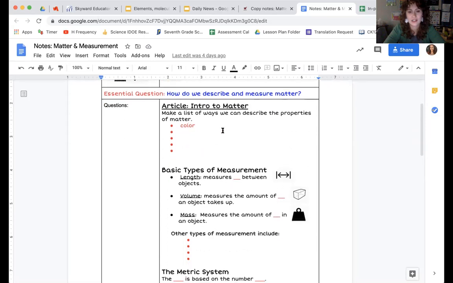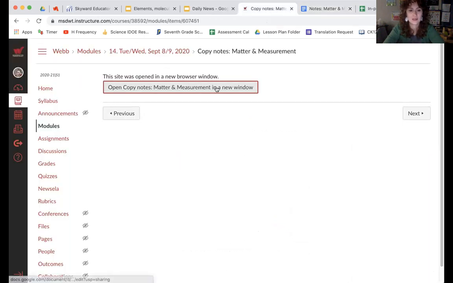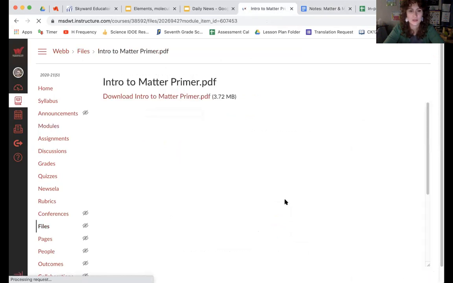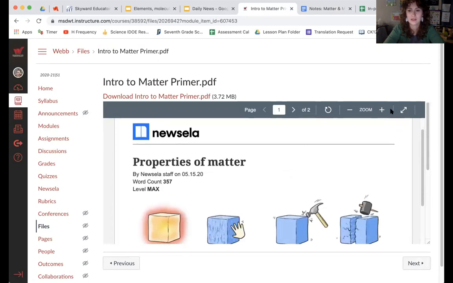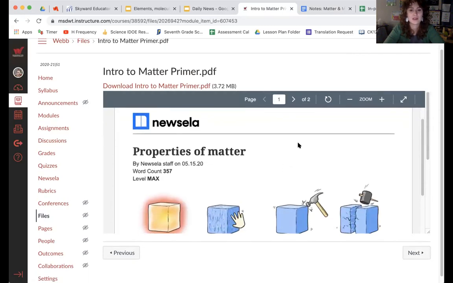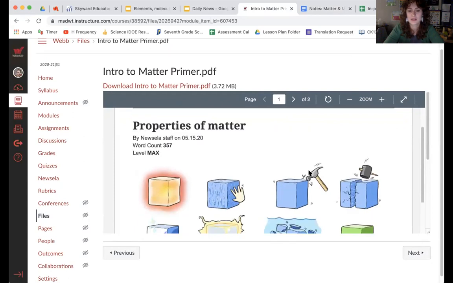And the first section is that we're going to read an article that introduces us to matter. And while we're reading, we're going to make a list of ways we can describe the properties of matter. So you'll find this article by clicking next in the module. So this says Intro to Matter Primer. So here's our article. It is a Newsela article called Properties of Matter.